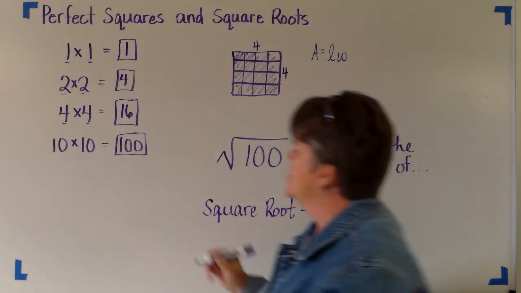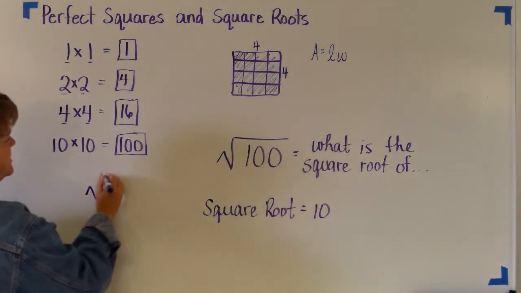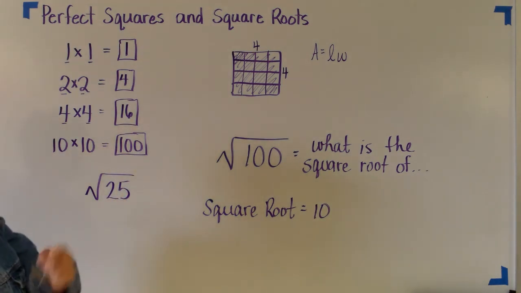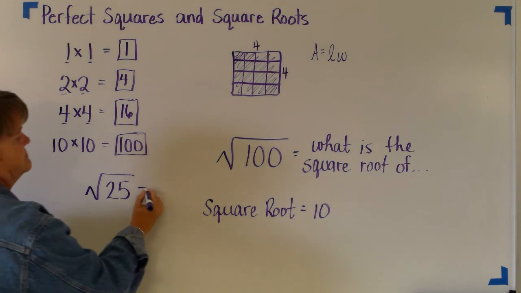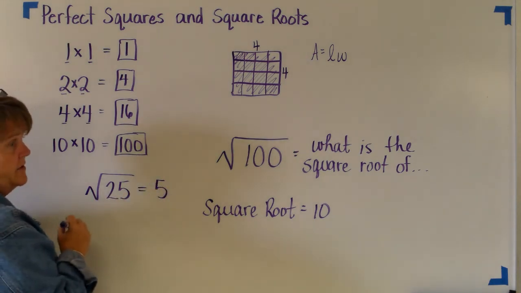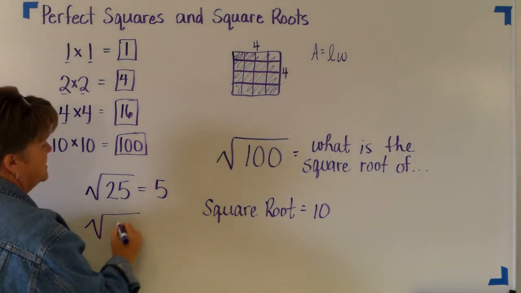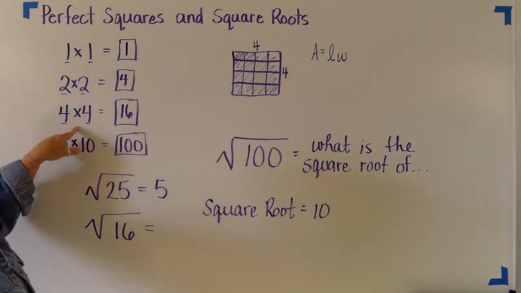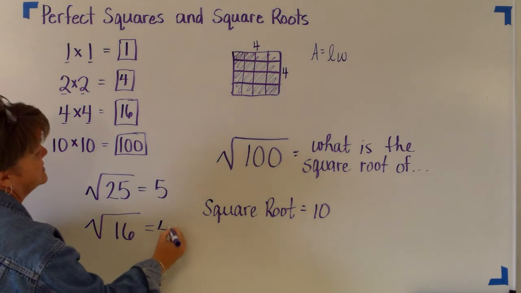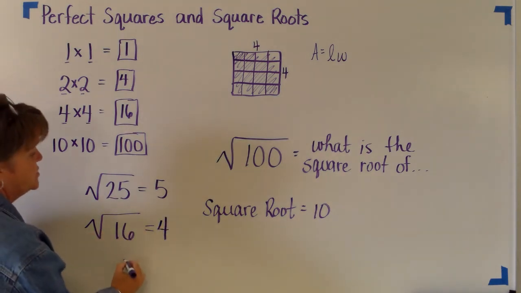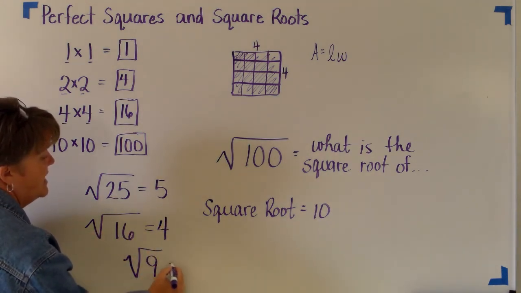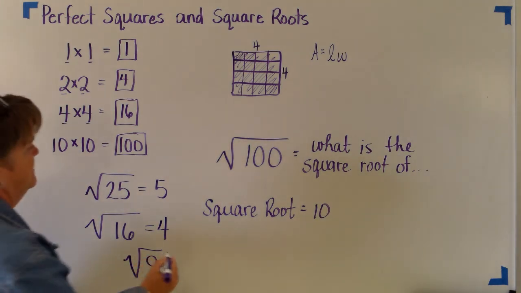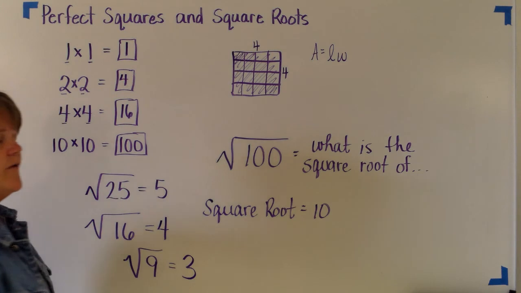Make sense? Square root of 25. What number do you multiply by itself to get 25? Hopefully you're saying 5. The square root of 16. What number do you multiply by itself to get 16? Hopefully you're saying 4. The square root of 9. What number do you multiply by itself to get 9? Hopefully you're saying 3.